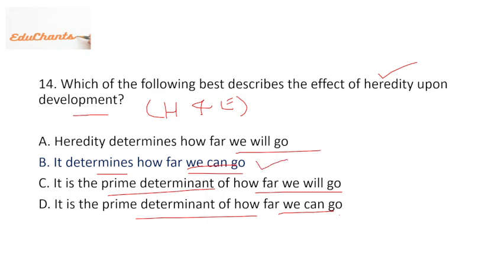We can go to some extent. That means our heredity permits us to go to some extent. We can go, but not will go. "We will go" means definitely we will go. But you cannot say, yes, definitely I will go, because your heredity doesn't permit you.